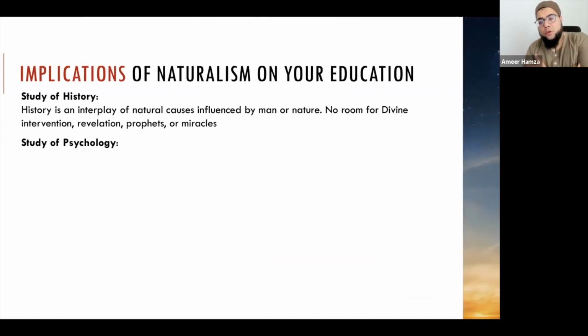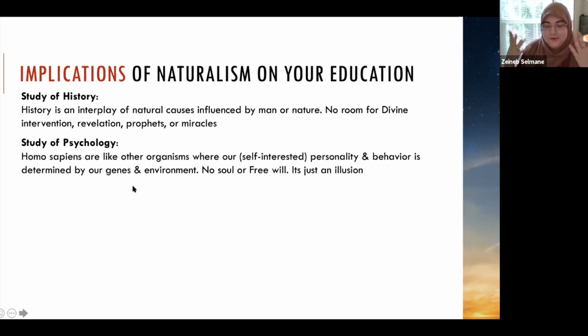Sister Zainab, what do you want to add to this? They would say it's all based off of chemicals in your brain, like dopamine and serotonin, and any thought that you think can be explained by chemicals. Genes and environments, very cool. Homo sapiens are like any other organism, where our self-interested personalities and behavior are determined by our genes, environment, and our physical makeup. No soul, and free will is just an illusion.